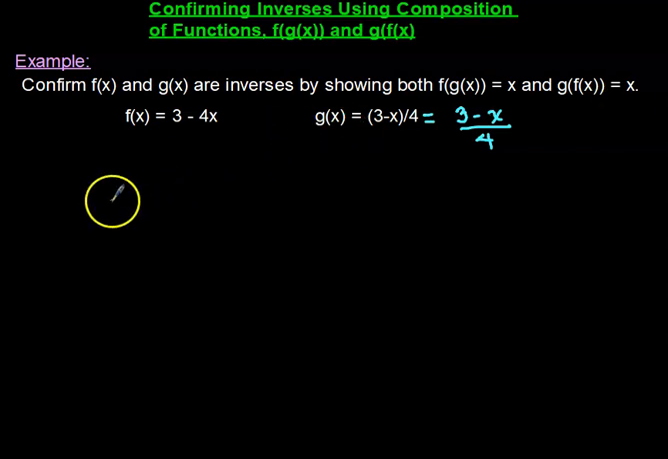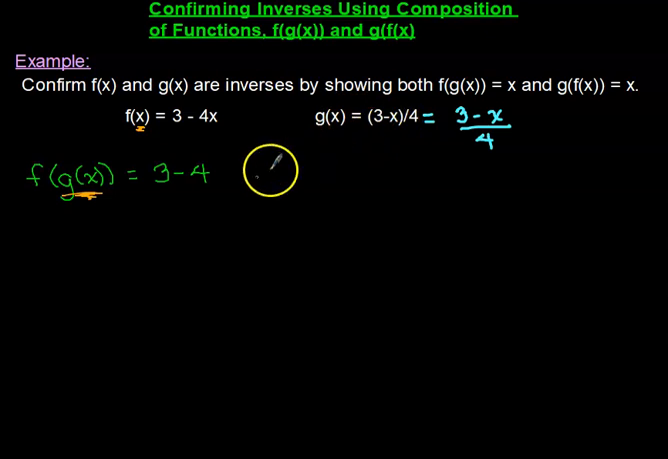From here, I'm going to start off with f of g of x. Whatever's in the parentheses is what you substitute into the given function. So I'm going to take my f function, which is 3 minus 4x, and replace the x, because notice it says f of x, with g of x. So I'm going to write 3 minus 4, but instead of x, I'm going to replace that x with g of x, which is 3 minus x over 4.